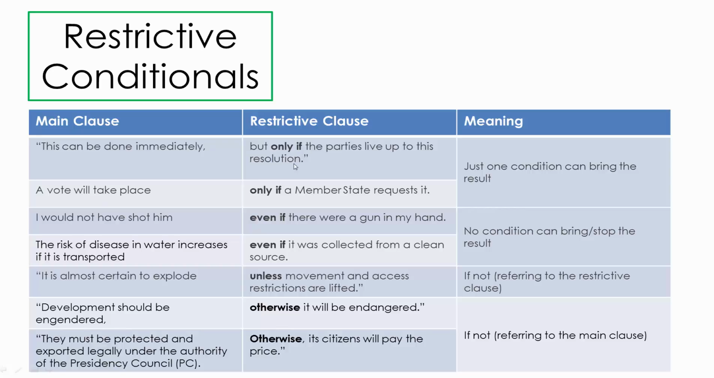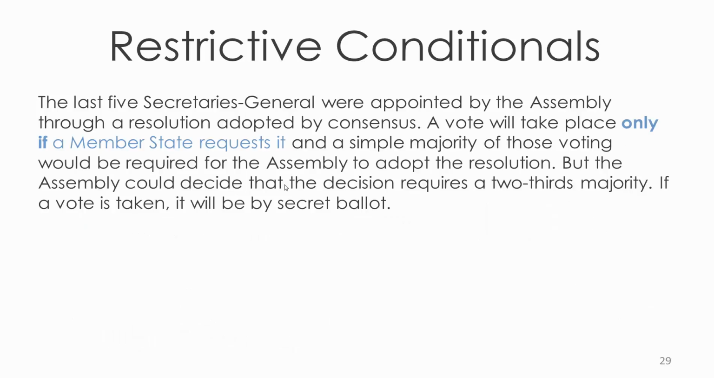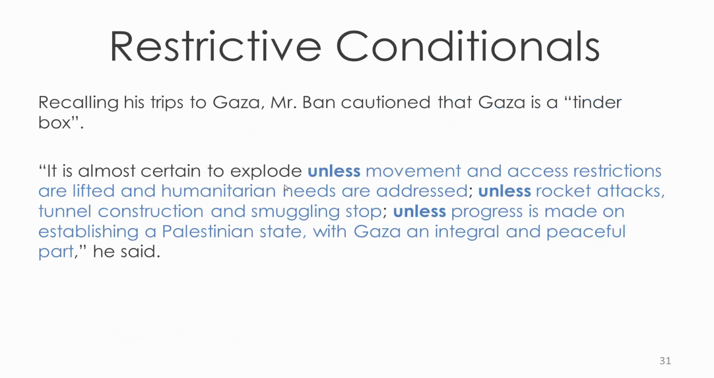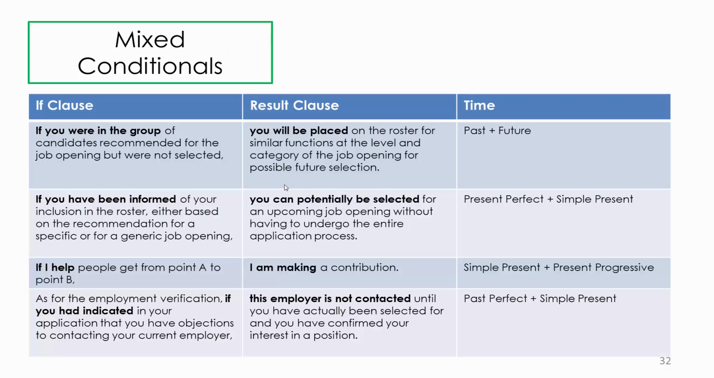Okay, so we have only if, one condition brings the result; even if, no condition brings the result; and then unless and otherwise, which mean the same thing as if not. It's a way to negate a conditional clause. Okay, so those are your restrictive clauses, and then you have some examples here. I'm calling them restrictive clauses, but really restrictive conditionals. In case you know the term restrictive clauses from your study of relative or adjective clauses, I don't want you to confuse it with that. So I just made the term restrictive clause here for restrictive conditionals.